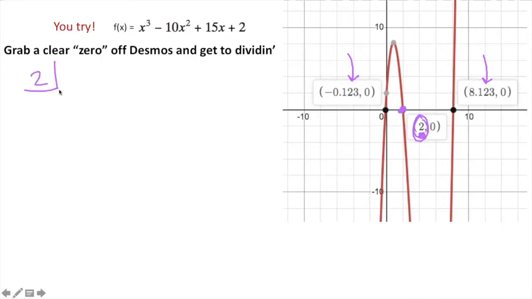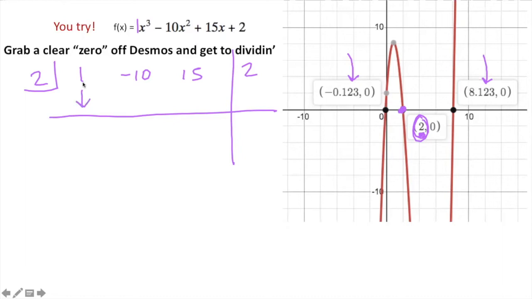a little bracket and do synthetic division. So now we write down our coefficients. This was a 1, so we have 1, -10, 15, and 2, answer line and remainder line. Bring down your leading coefficient, 1, underneath the answer line and multiply back. 1 times 2 is 2. Get your sum in the column. -10 plus 2 is -8. Multiply back. -8 times 2 is -16. Get your sum. 15 take away 16, you're in the hole by 1, -1.